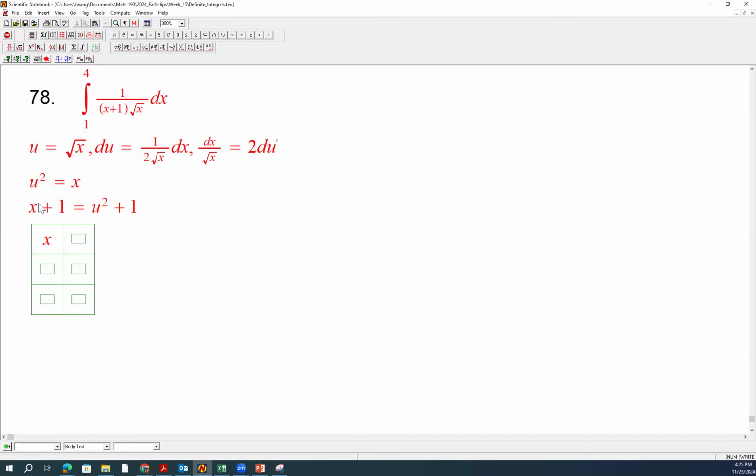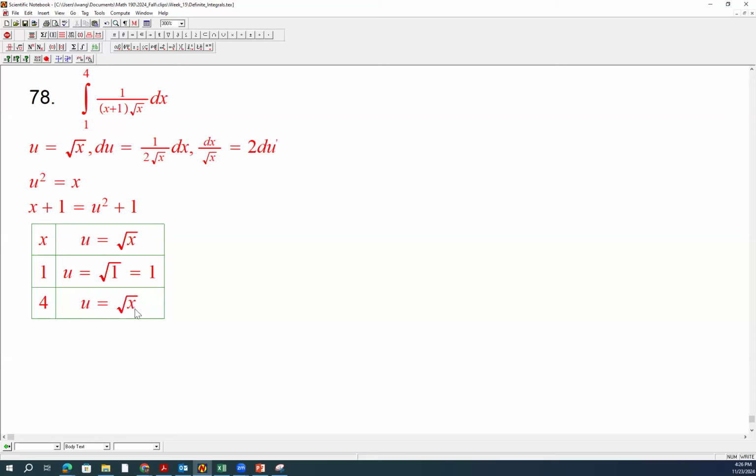This is a bunch of algebraic expressions, but just remember, we are dealing with academic questions, so they didn't mean to make our life impossible. So there is a way. x changes from 1 to 4, and u: when x equals 1, u equals 1. When x equals 4, u equals 2. So this given definite integral, the interval would change from 1 to 4 to 1 to 2.